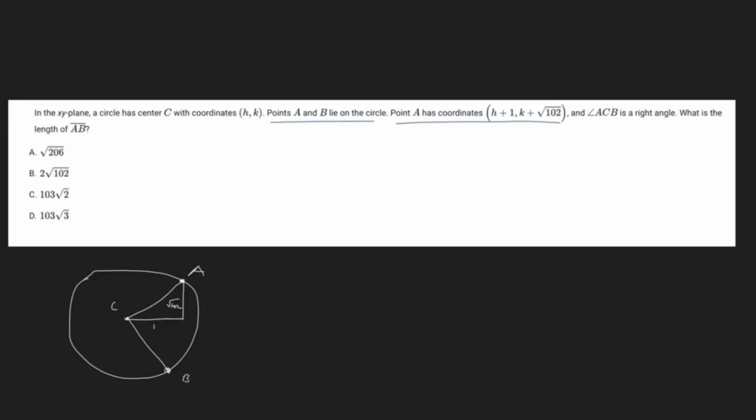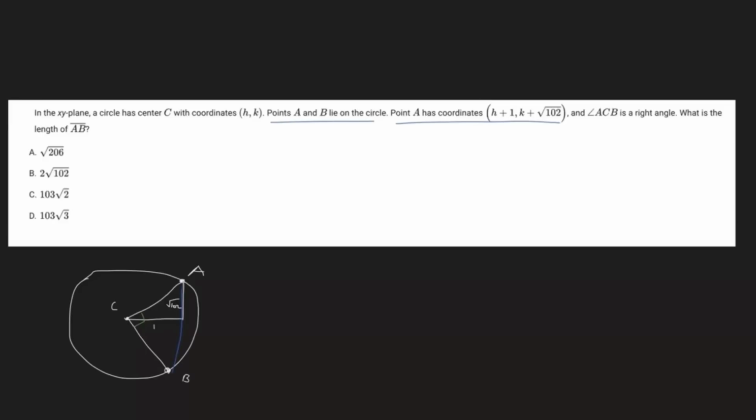Okay, cool. So we know that this is a right angle. This angle ACB is a right angle, as they told us. And they wanted us to find the side length of AB. So AB is going to be this side length right here. It's going to go across, right? So we need to find the side length of that, and that's the hypotenuse.